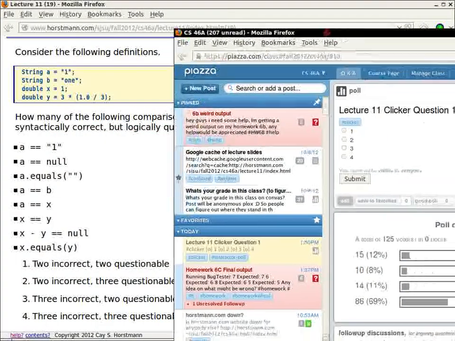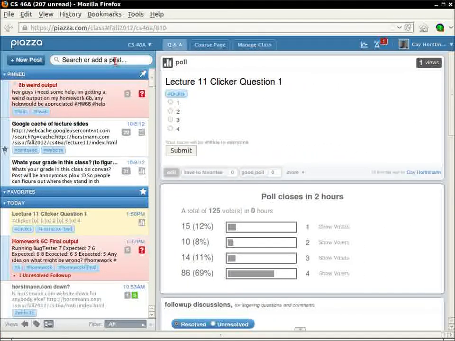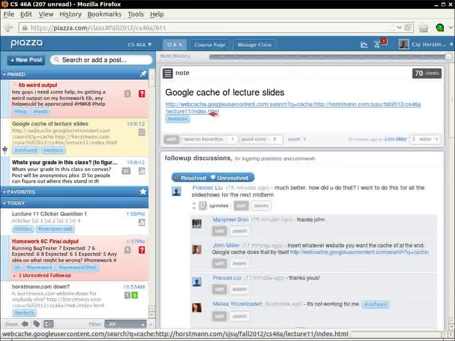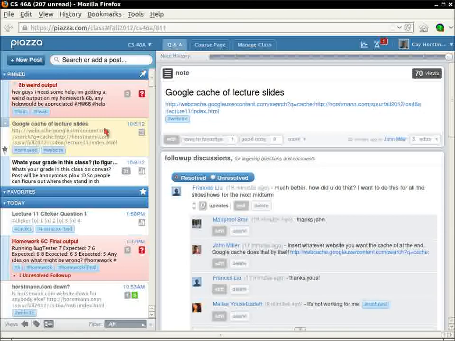On Piazza, I posted a Google Cache for the lecture slides so that people can go there and see. Oh, great. Yes. Oh, excellent. So that's a way to get around the blog. Wow. So everyone just go to Piazza and click on this link here, and that way you should be able to see the lecture as well. That's a great way of doing it.